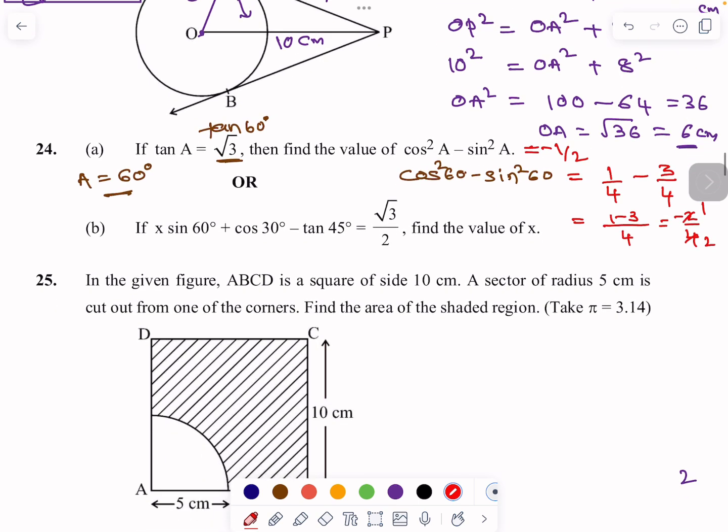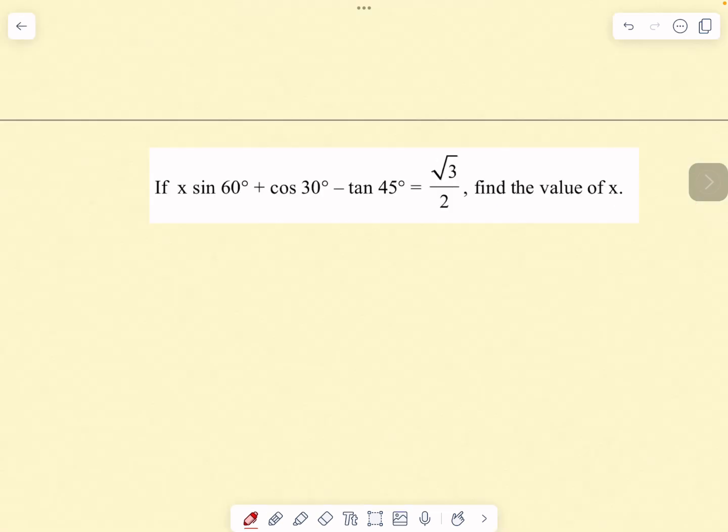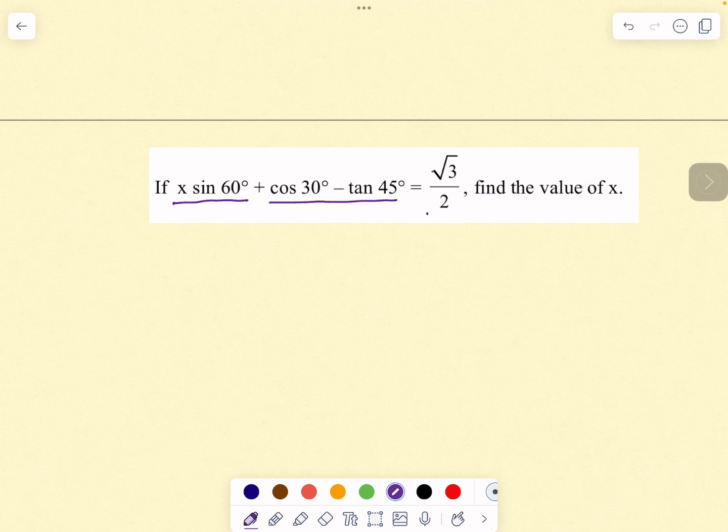Okay, here we have the next question. x sin 60 plus cos 30 minus tan 45 equal to root 3 by 2. Then find the value of x. What is the value of sin 60? Sin 60 value is root 3 by 2. Cos 30 value is also root 3 by 2. Tan 45 value is 1, and this is equal to root 3 by 2.